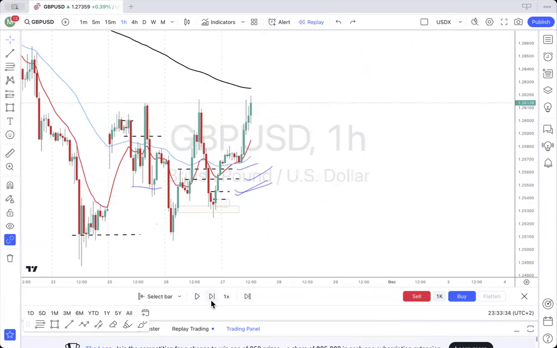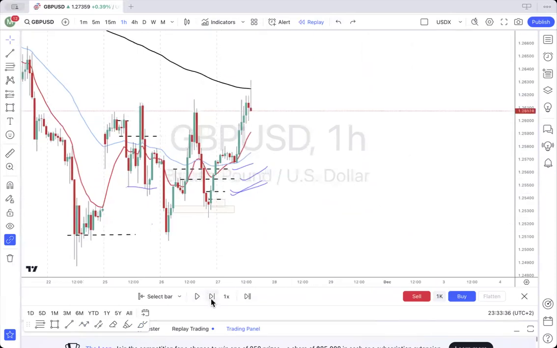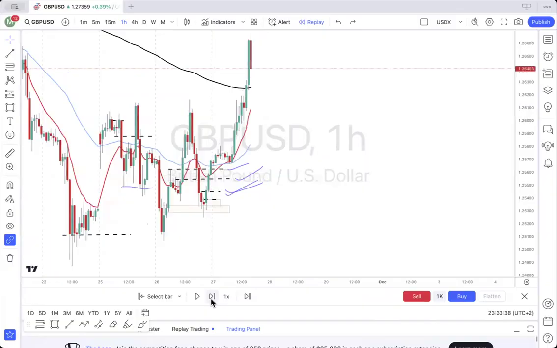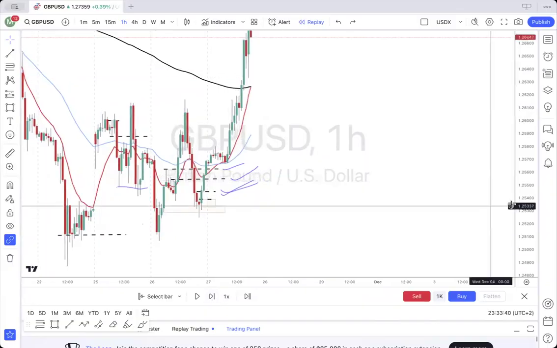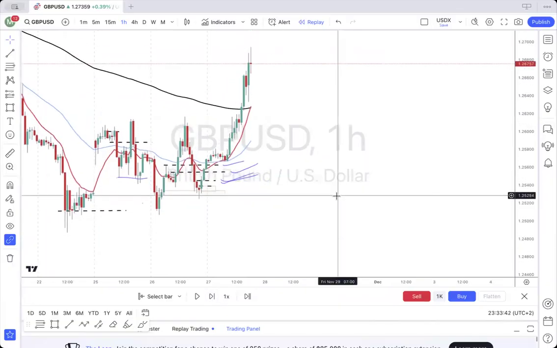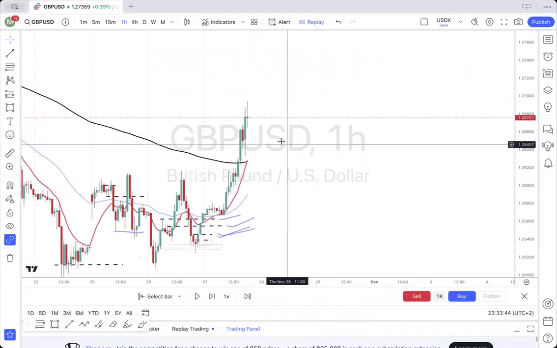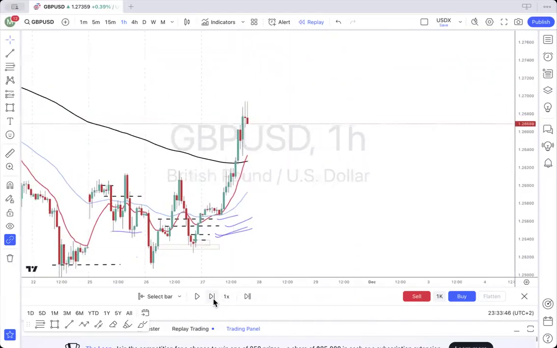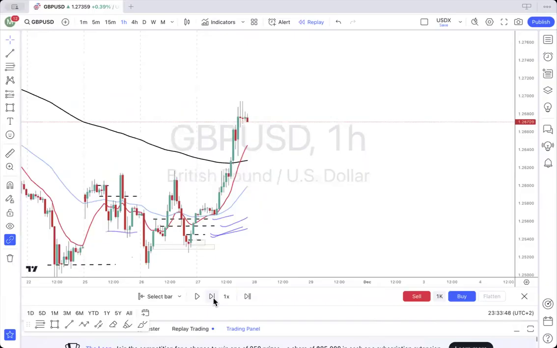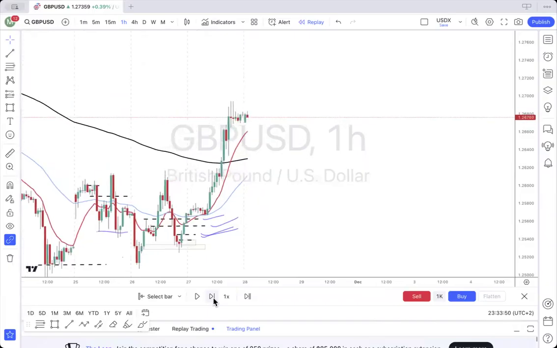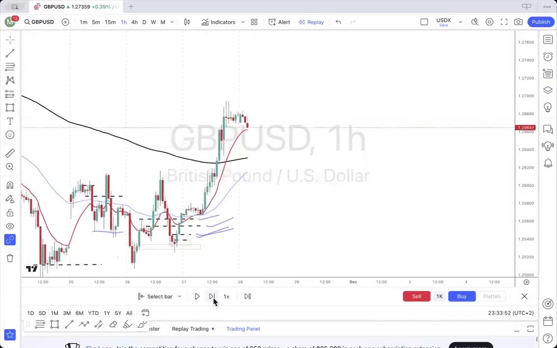Now, moving forward, this was a good one because it was moving aggressively. And everyone is in very good profit now. And we're going to end the day very soon and start a new day.